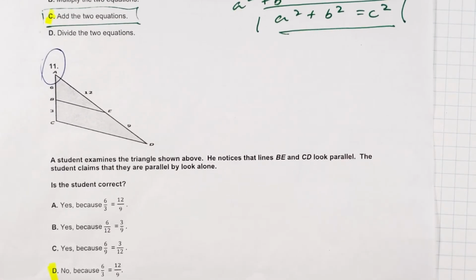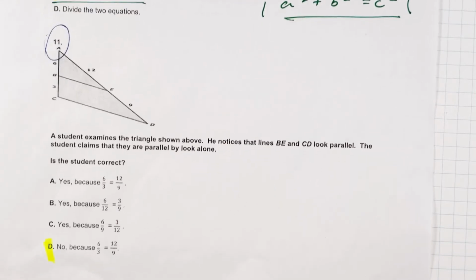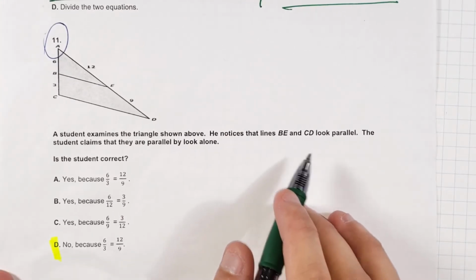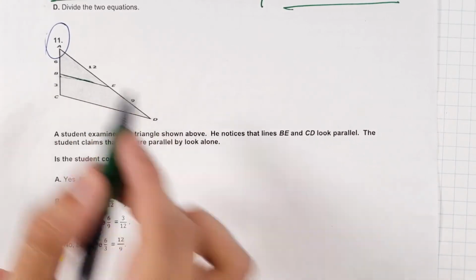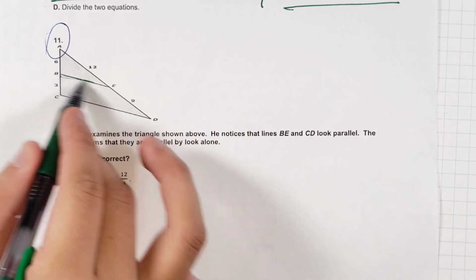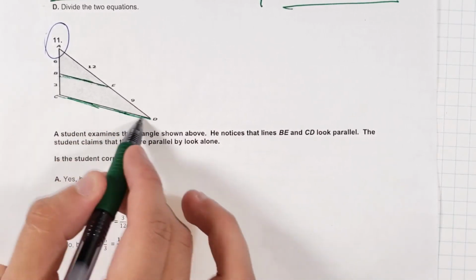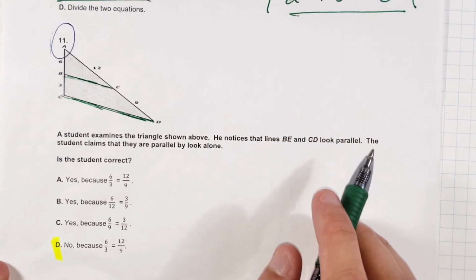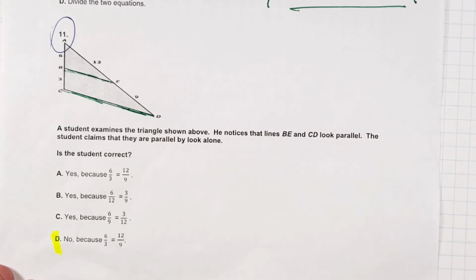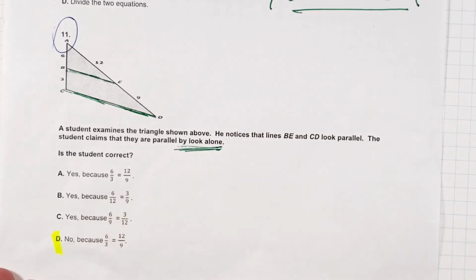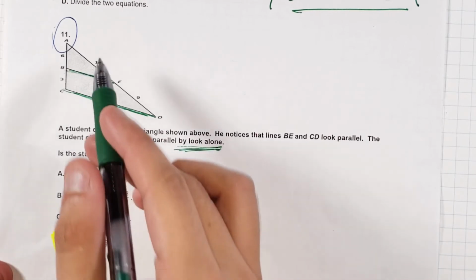Number 11 says a student examines the triangle shown above. He notices the lines BE and CD look parallel. This line is BE, this line is CD. This person is claiming that they're parallel by look alone. That's never a good idea in geometry, to claim something is true just by how it looks. So we want to verify. How are you going to verify if these two lines are parallel?